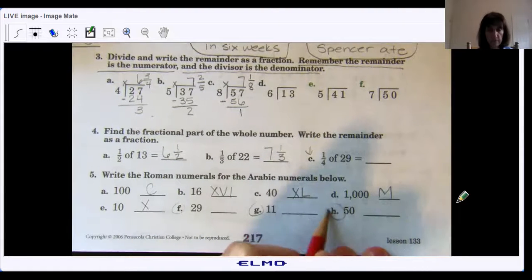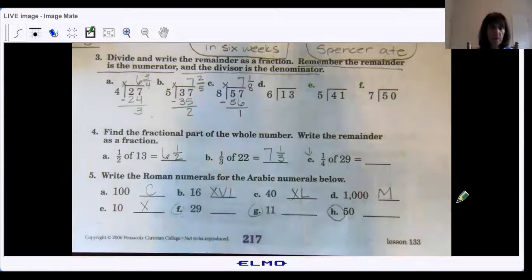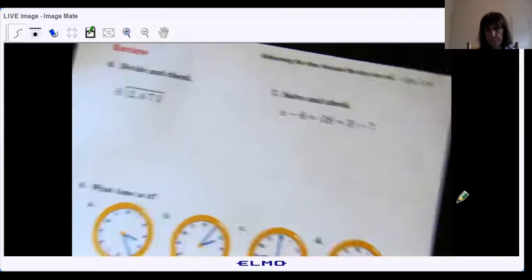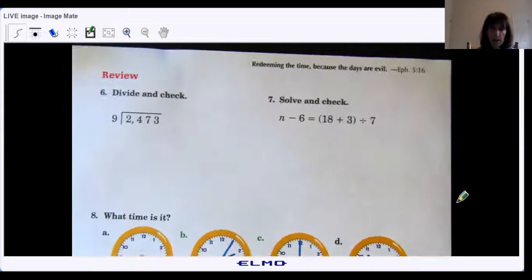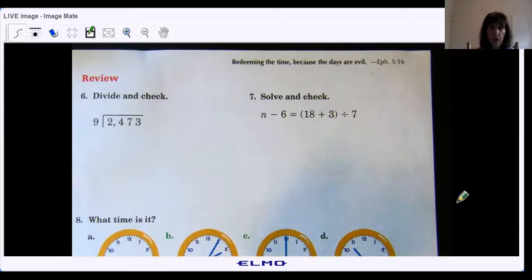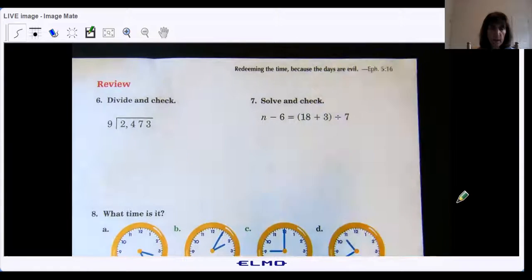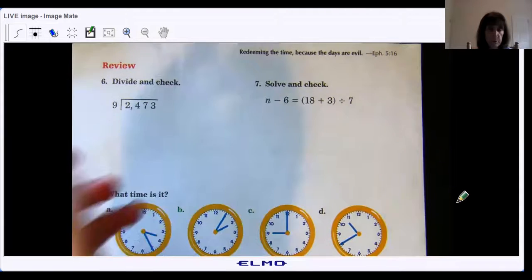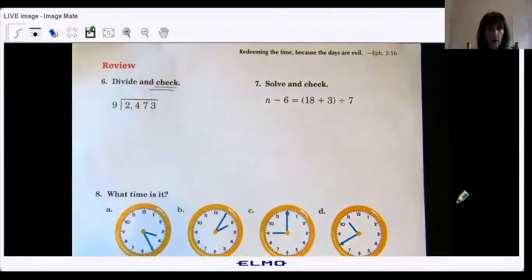All right, let's look on the back for tomorrow's lesson. This is not due until Wednesday. If you want to do it today, you can have time to do it today, that's fine, but we're going to have it due on Wednesday. All right, divide and check. That means don't forget to check. Do it on scrap paper if you have to, and just put your answer there. You have to check. I need to see all your work.